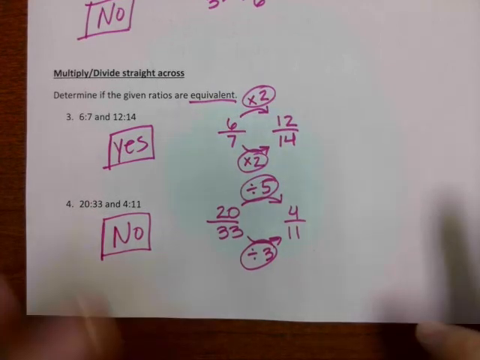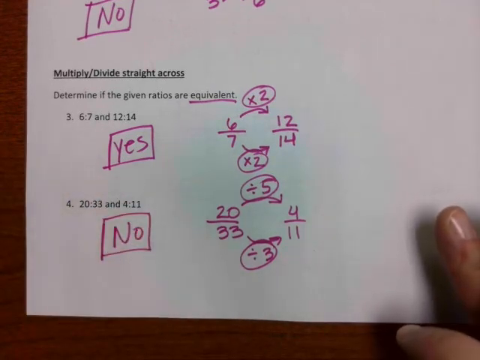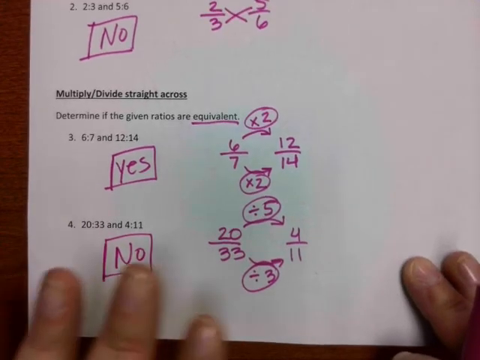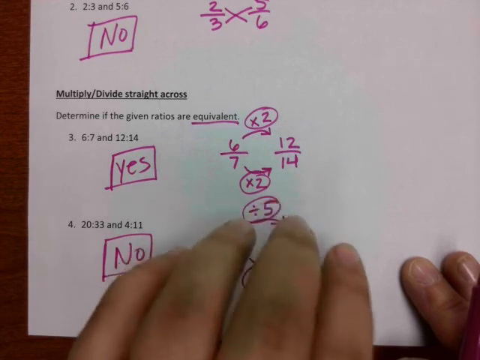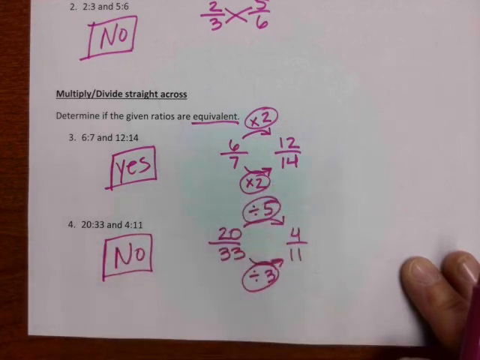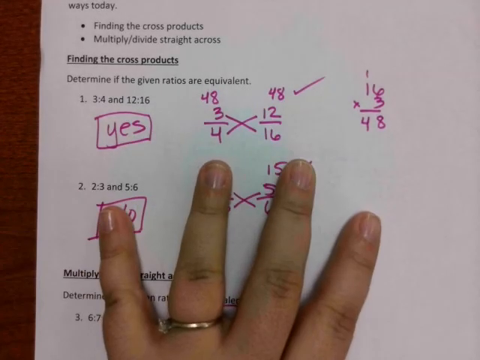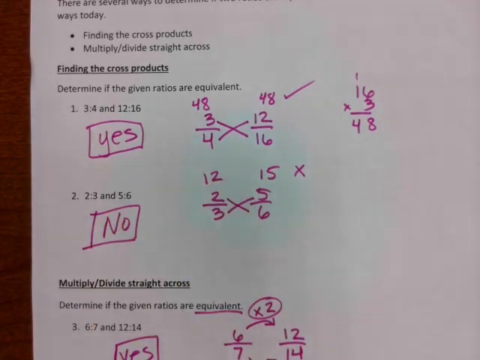All right, so these are the two ways you can determine if ratios are equivalent. You can choose the method that you like the most. If you're confident in your multiplication and division facts, or you know how to use your chart to help you, then this might be the method to go. If not, cross multiplying is really easy too.